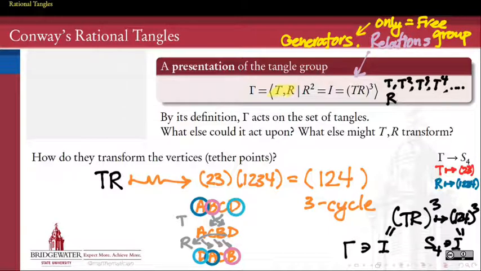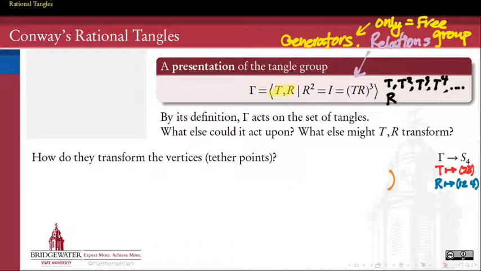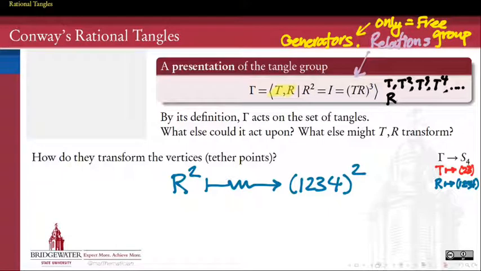What about the other relation, R squared? So if I do R squared in the tangle group, I get back to the identity. But what about if I do R squared in the symmetric group, the 4 cycle 1, 2, 3, 4, twice? We don't get back to the identity. Why not? We would actually need to go around 4 times. So notice this is a difference here, that R is a 90-degree rotation of my tangle. And if I rotate a tangle by 180 degrees, I still have the same tangle.